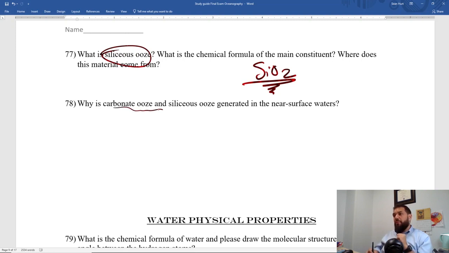Why is carbonate ooze and siliceous ooze generated in the near surface waters? It's because it comes from plankton, the photosynthetic plankton, and they need sunlight to survive. So they're in the photic zone, in the surface waters. They are doing their photosynthesis, they die, and then they drift down to the bottom.